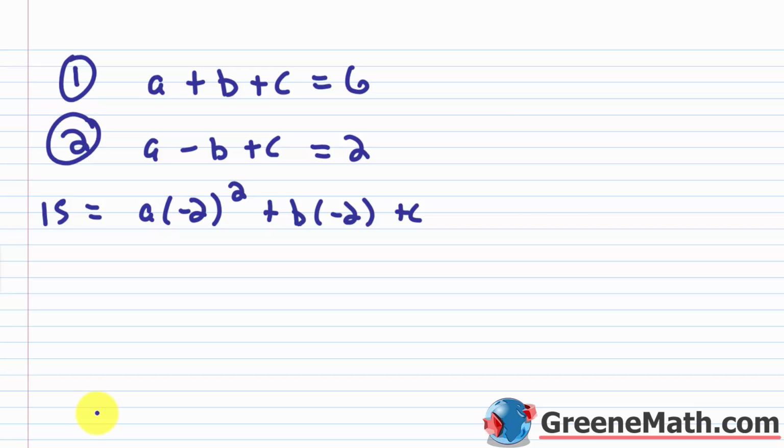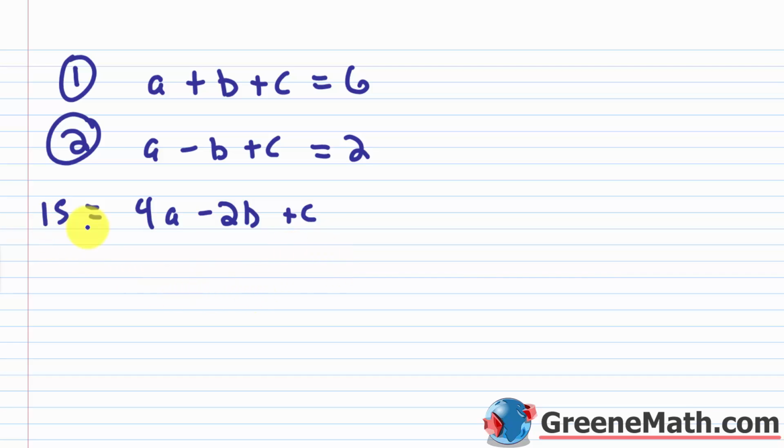Then for equation 3, you have -2 squared, which is 4. So this would be 4a. You have -2 times b, which is minus 2b. And then you just have plus c. Then let me just move this over here. So I'm going to erase this and put equals 15. So this will be my equation 3.